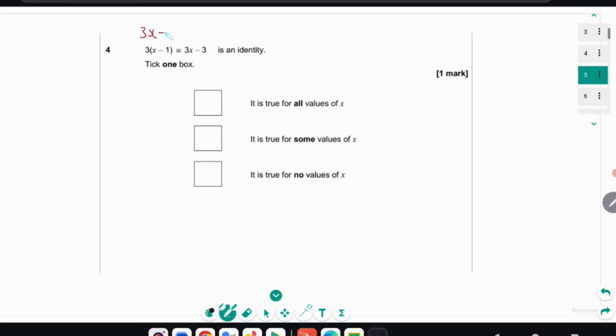Question 4. Tick 1. So this is an identity. I expanded the left-hand side. Can you see it's the same as the right-hand side? It's true for all values of x. Because whatever I use as my x here would give the same answer as on the right-hand side.